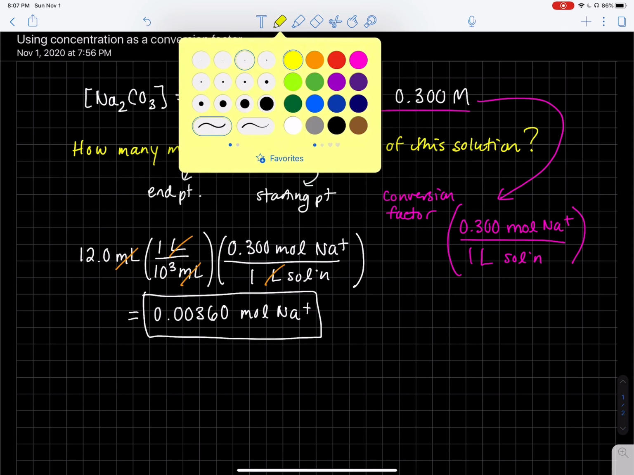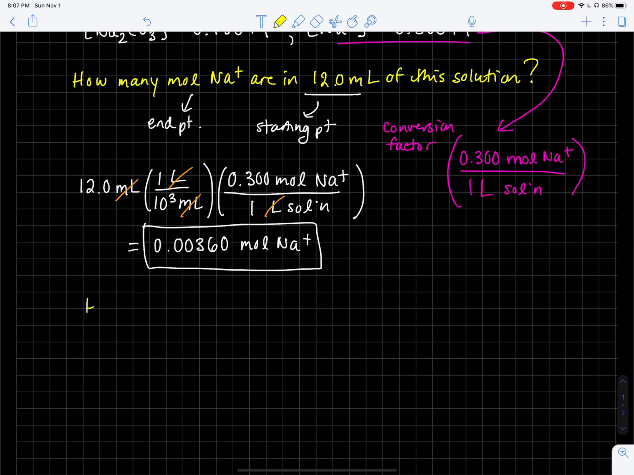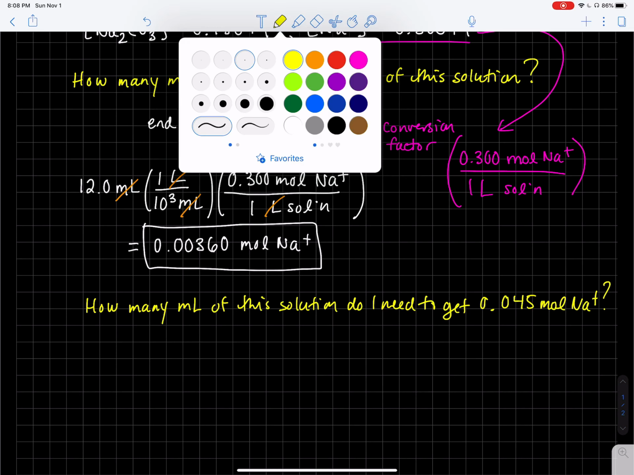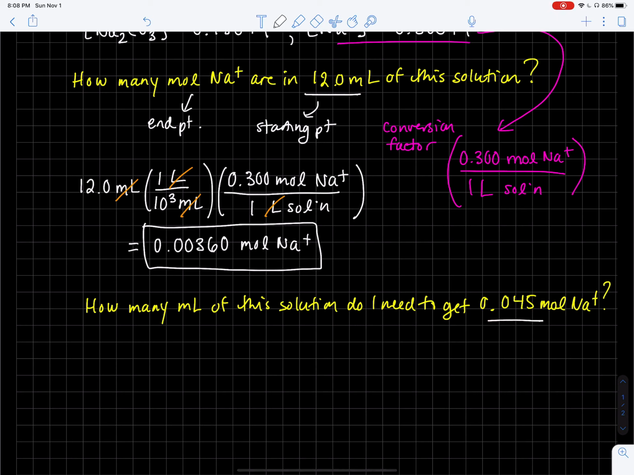And then the other kind of question is basically just the reverse of that. So how many milliliters of this solution do I need if I want, say, 0.045 moles of sodium? Okay, so this is again a dimensional analysis problem. This is my starting point. And now I want to get to milliliters of solution as my endpoint.